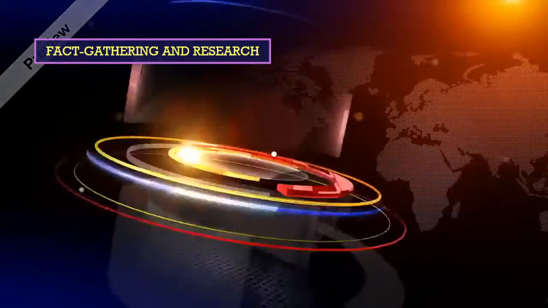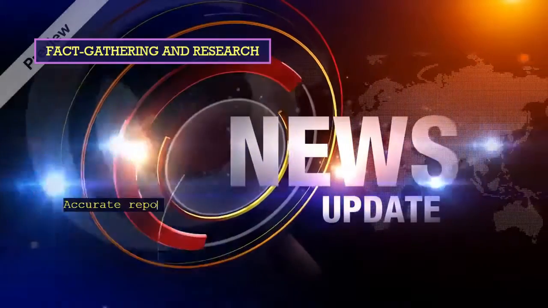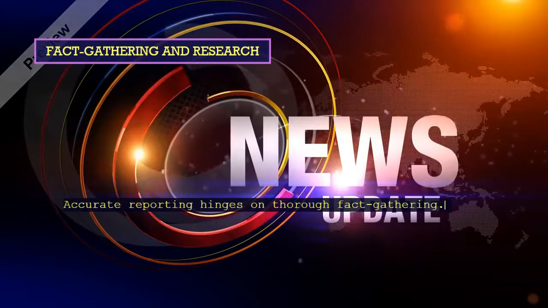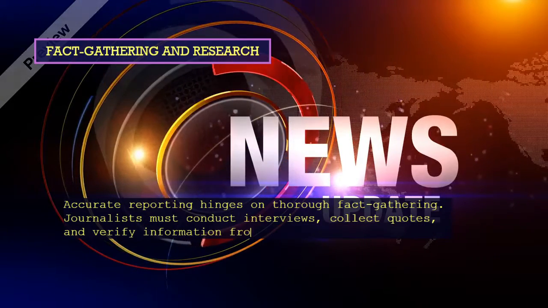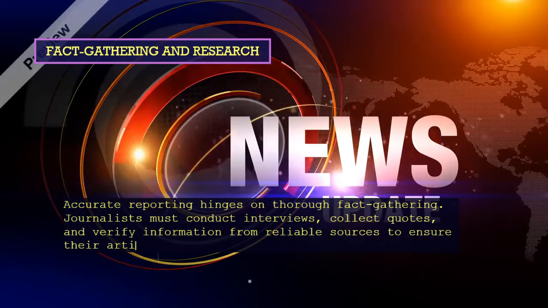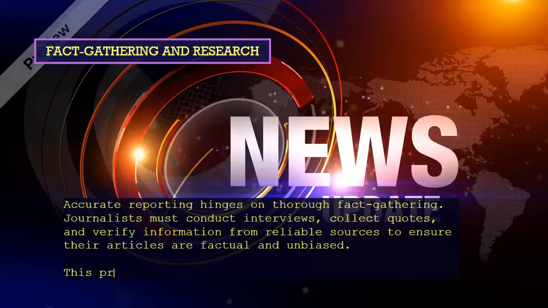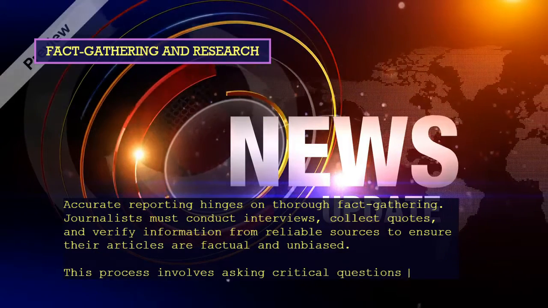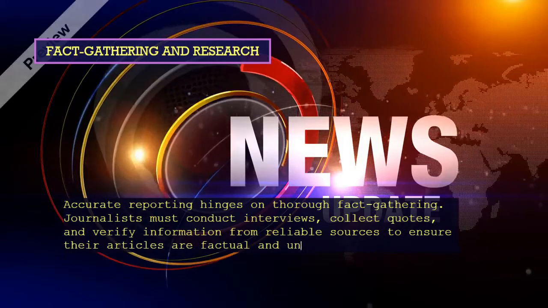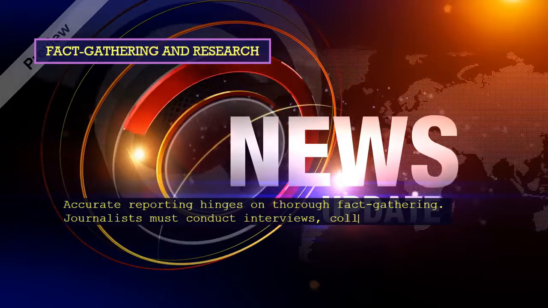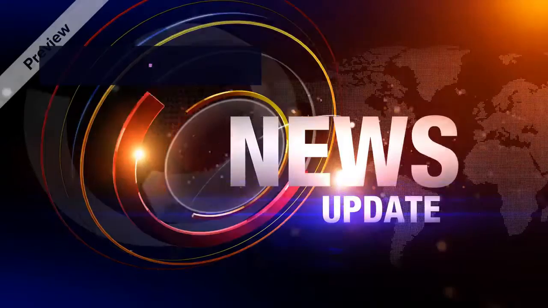4. Fact gathering and research. Accurate reporting hinges on thorough fact gathering. Journalists must conduct interviews, collect quotes, and verify information from reliable sources to ensure their articles are factual and unbiased. This process involves asking critical questions to cover all aspects of the story effectively.